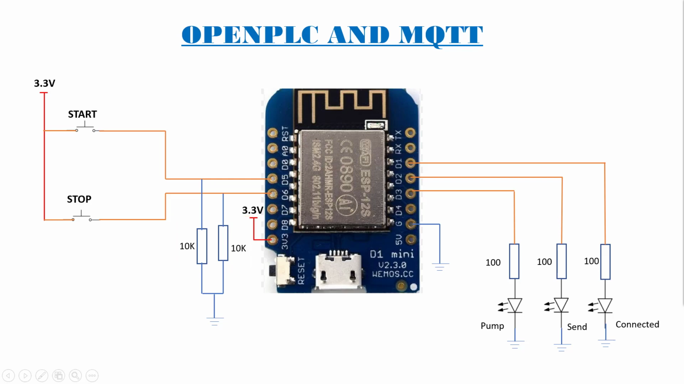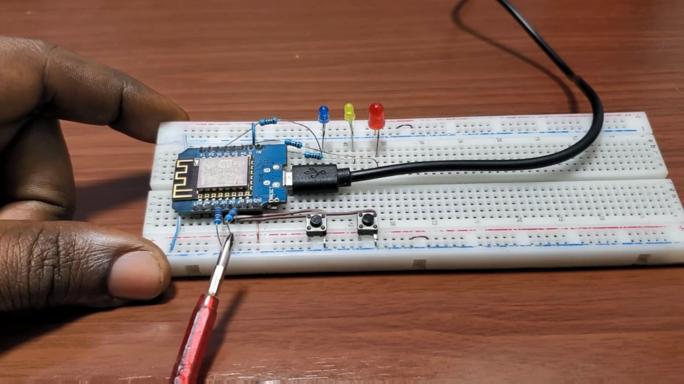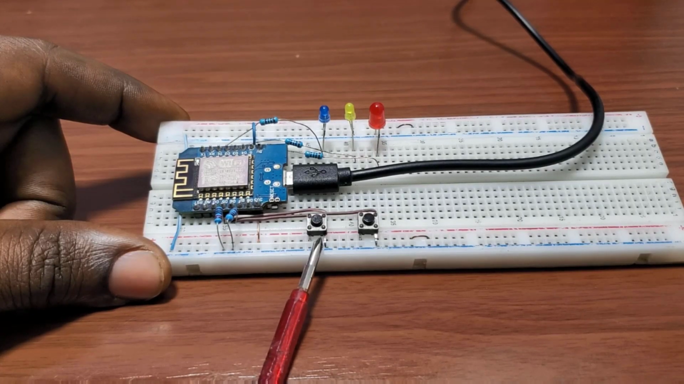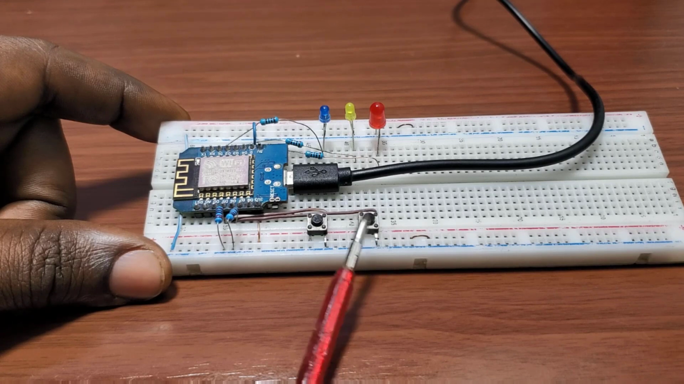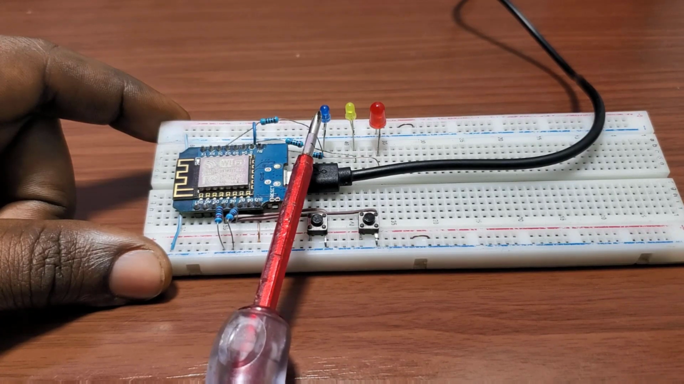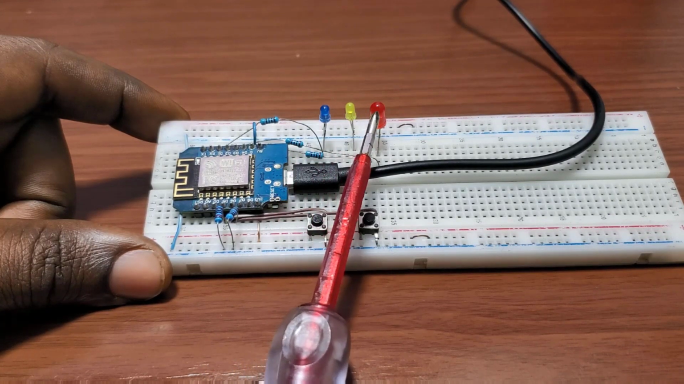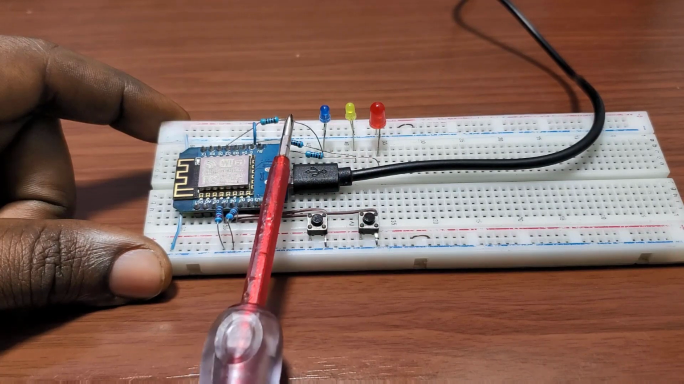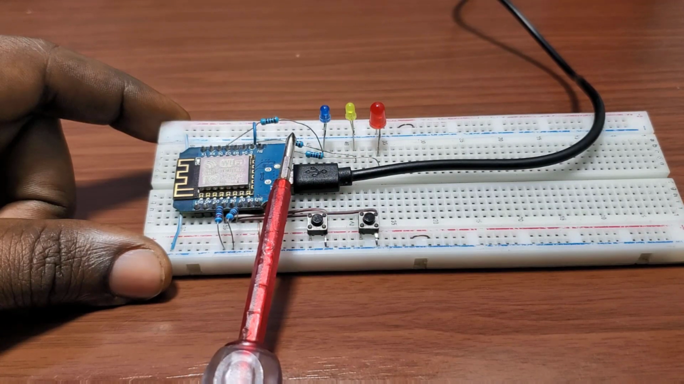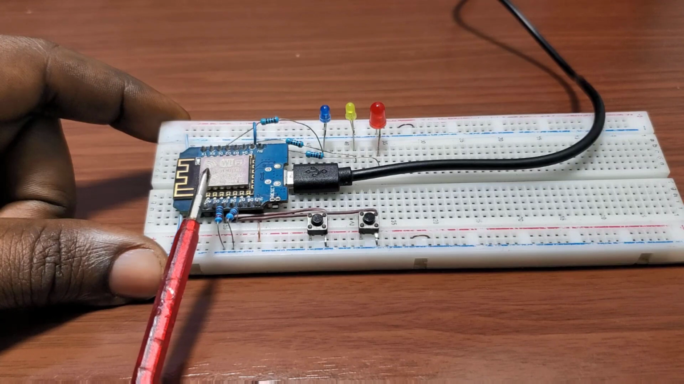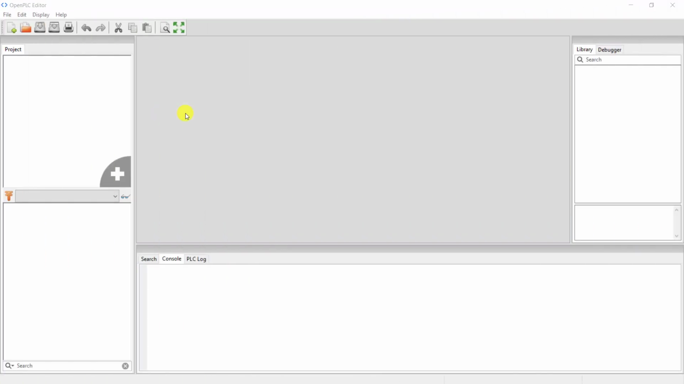Okay, we will look at the setup on our breadboard. We have the pull down resistors, we have the start and stop push button, we have the LED for connection, the LED for send, and then the LED for the pump. We have these resistors for current limiting, and then we have the ESP8266.